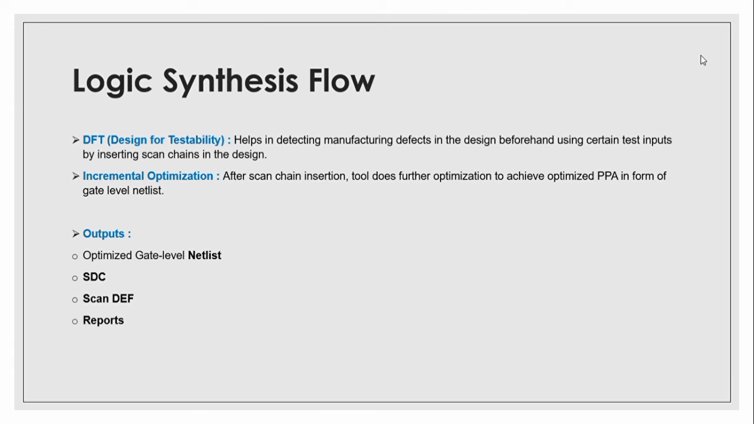gate level netlist. So the final output from this logic synthesis flow will be the optimized gate level netlist, SDC file, the scan DEF, and the reports. There will be multiple reports related to area, timing, and power, all based on the QoR, basically the quality of result, for each stage of the synthesis design. These are the outputs we have to hand over to the physical design team, who are going to perform place and route based on this.